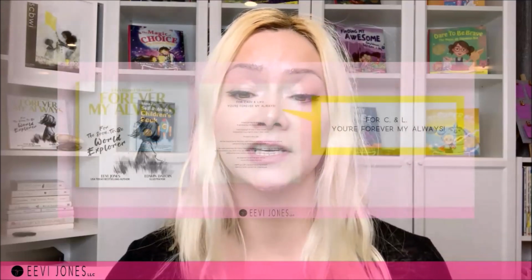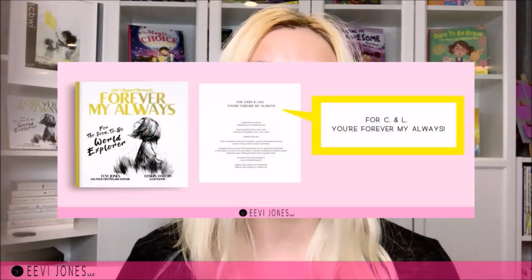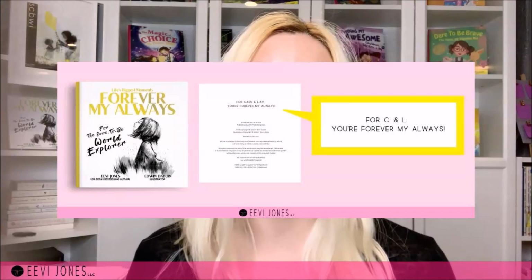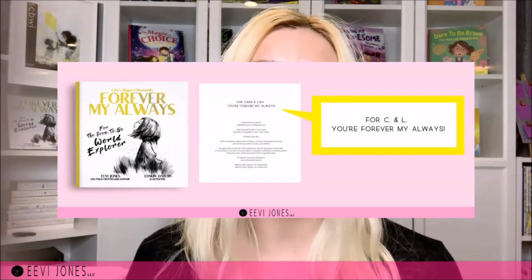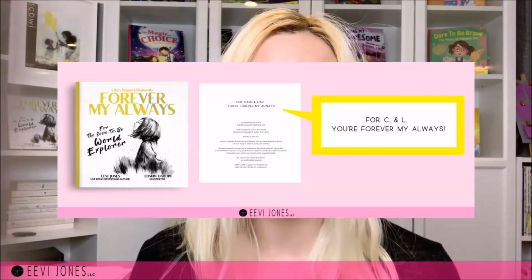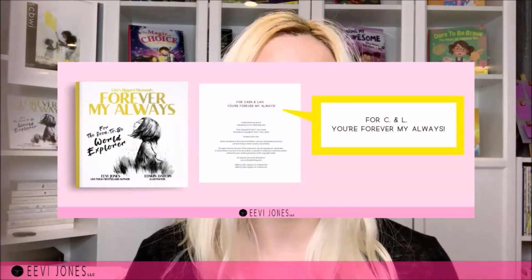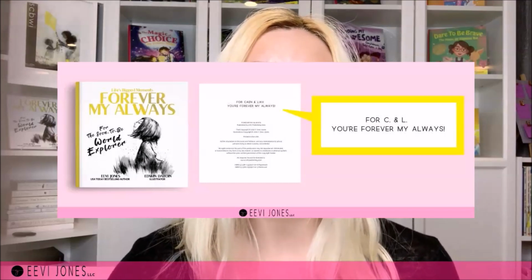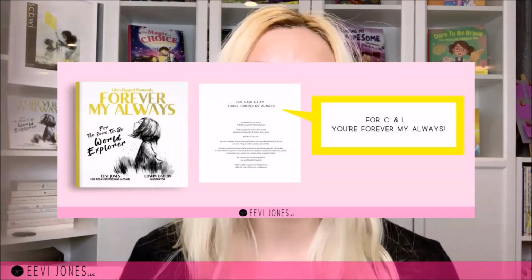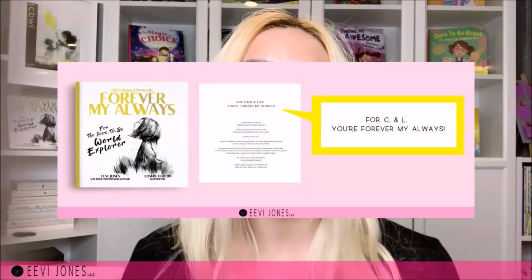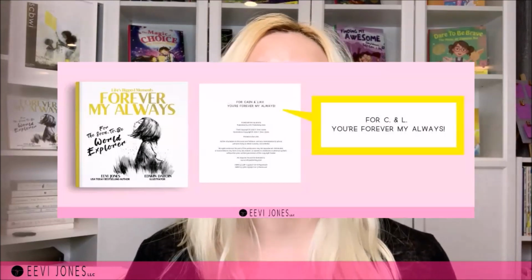But if you wish to make your dedication even more personal, then any additional information would be part of this third dedication element. So using my previous examples here again for my book Forever My Always, that is meant to be gifted to graduates or to our kids when they are about to move out for the first time, and that I dedicated to my two boys, I wrote for C and L, you're forever my always. It's very simple, a little sentimental, and very meaningful to myself and my two boys.